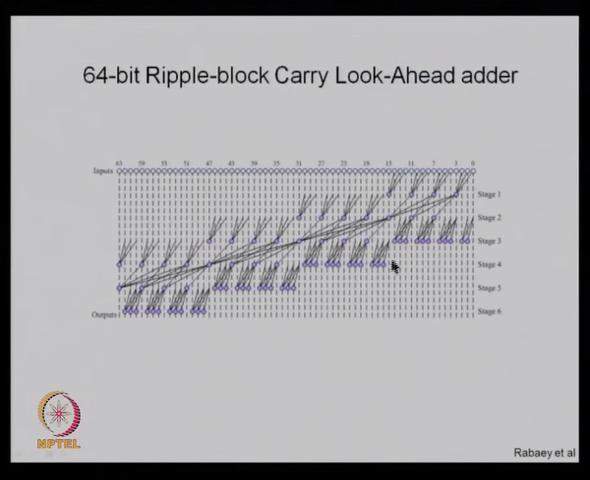A typical ripple block carry 64 bit, I do not want to discuss it, is the same as this, you can now require 6 stages, 2 to the power 6 stages. You can see this figure, you start with 64 bits like this, keep doing pass on, pass on, pass on, pass on. So, the larger version of the 64 bit block carry look ahead will look something like this using prefix adders.